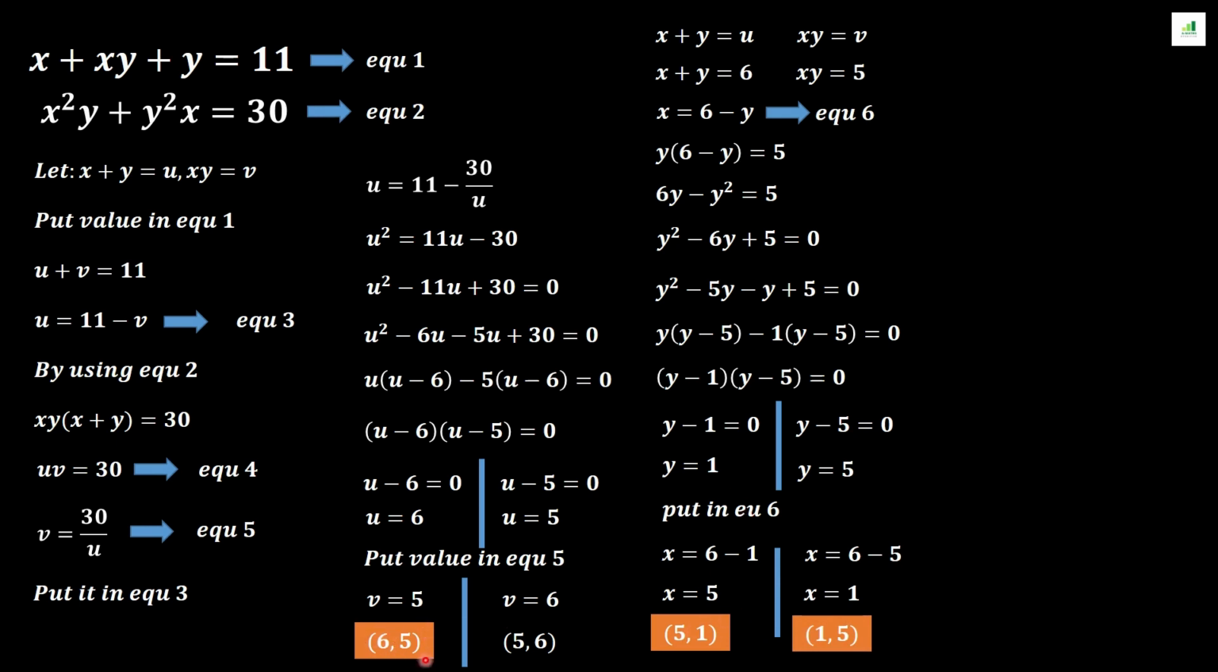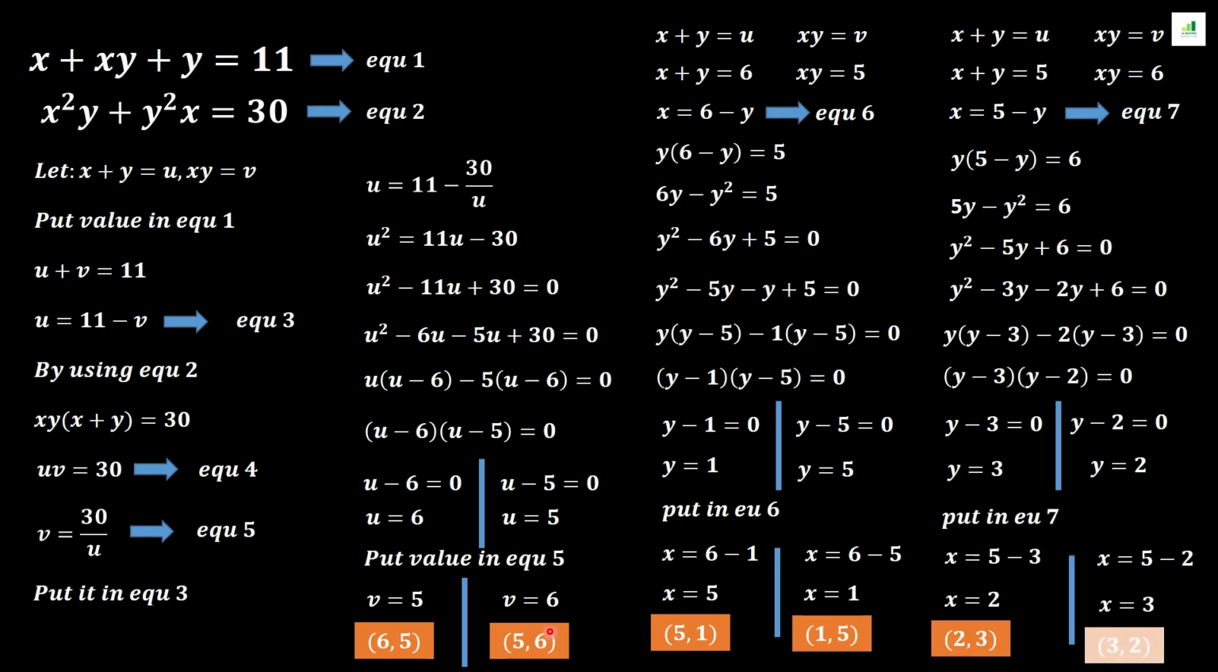Now we should use the other ordered pair for the values of u and v, and we will get another value of x and y. So the next ordered pair is (5, 6), and as per our consideration x plus y is equal to u, we will replace this u with 5 according to this ordered pair, and we will get x plus y equal to 5. Now in the next step this y will move to the other side of the equation and we will get 5 minus y which is equal to x, and I am representing this equation as equation number 7.